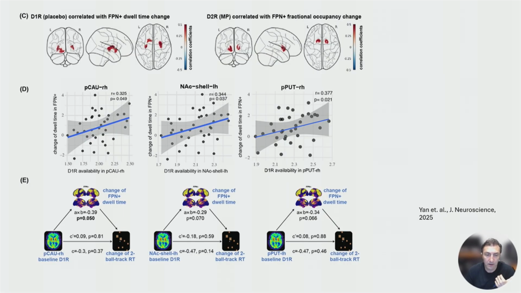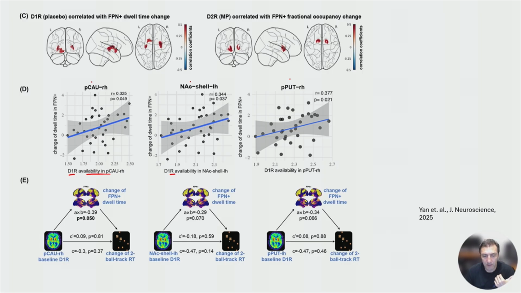But looking further, combining the dopamine receptor availability, particularly D1 receptor availability in the putamen, caudate, and nucleus accumbens, we have shown that the change of dwell time in the frontoparietal network was positively correlated with the D1 receptor availability.